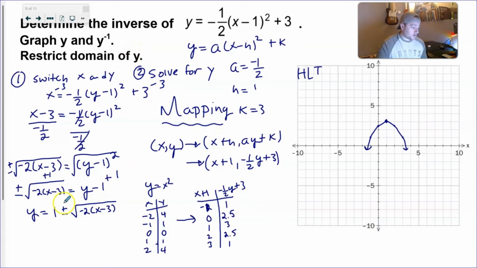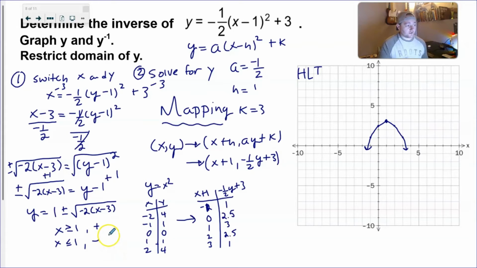You notice here about the plus or the minus, that is really where the restriction comes in. If we choose the right side of the parabola, which is this side right here, x is greater than or equal to negative 1. If we say that x is greater than or equal to negative 1 for our restriction, that means we choose the plus of the inverse. If we choose the left side of the parabola, so x is less than or equal to 1, we choose the minus of the inverse.